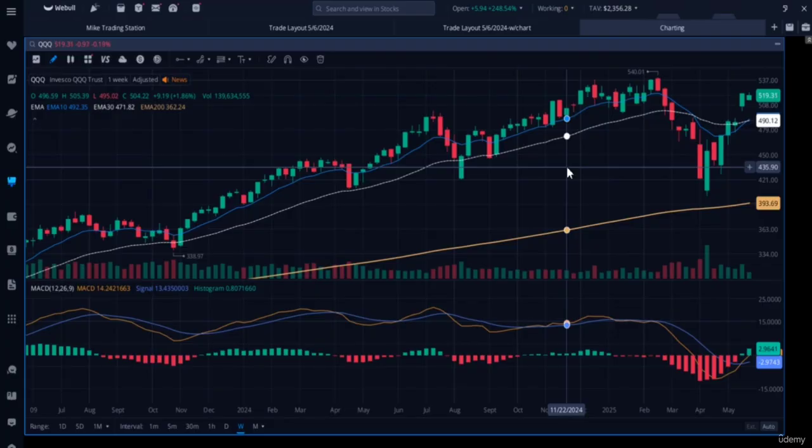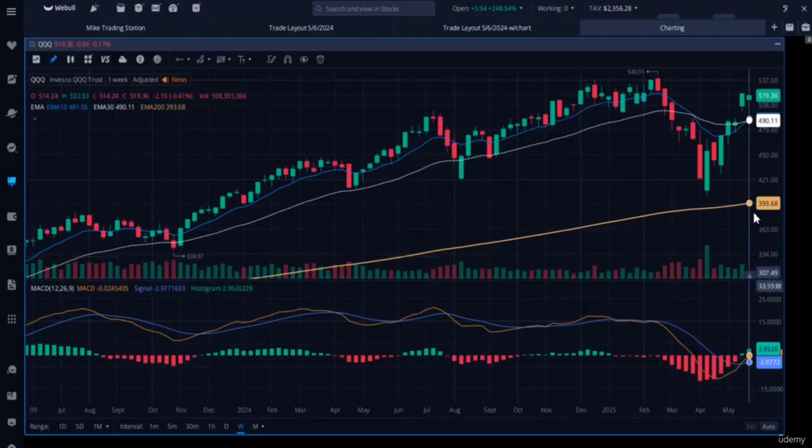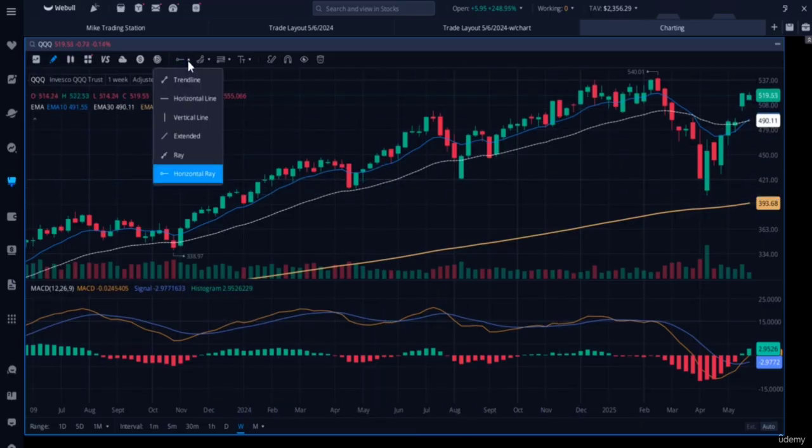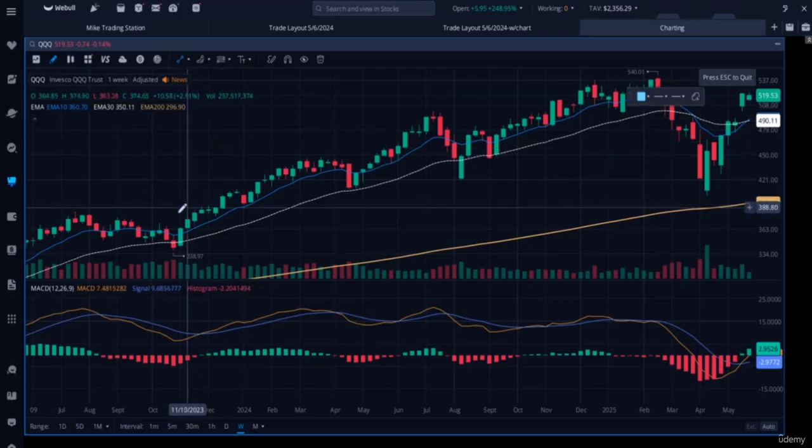And what you do is you pick the lowest price within this entire frame, and that becomes the low of the trend line. So let me grab a trend line here. And the lowest price here is this one right here, 338.97.